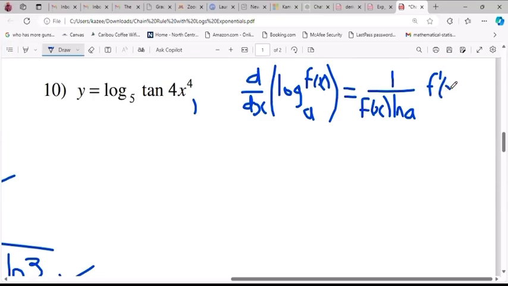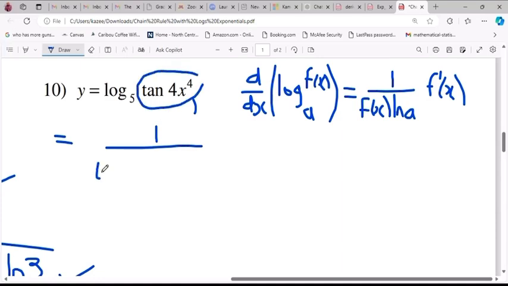Now, since I know this is the formula, my dy/dx is going to be 1 divided by f(x). So what is f(x)? The f(x) is actually tan 4x raised to the power 4, as you can see right now. So that is my f(x). Then I'm going to do ln of what? My a is going to be 5. You can see it's super cool.